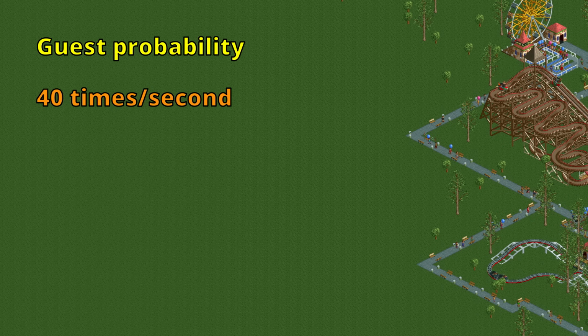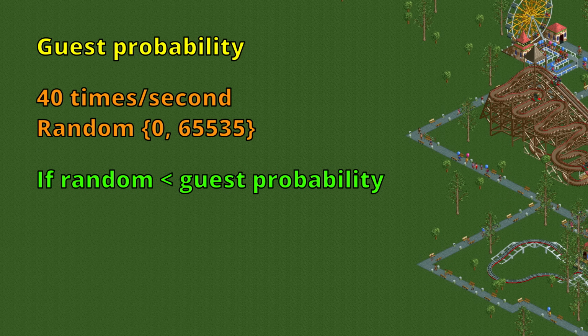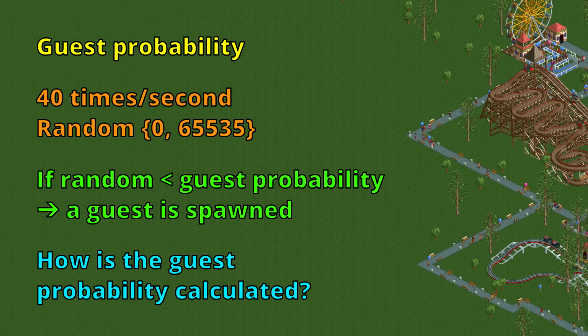The protagonist of the guest spawning algorithm is a certain probability value, which we will call the guest probability. 40 times a second the game generates a random number between 0 and 65,535, and if that number is smaller than the guest probability, a guest is spawned. So how is this guest probability calculated?